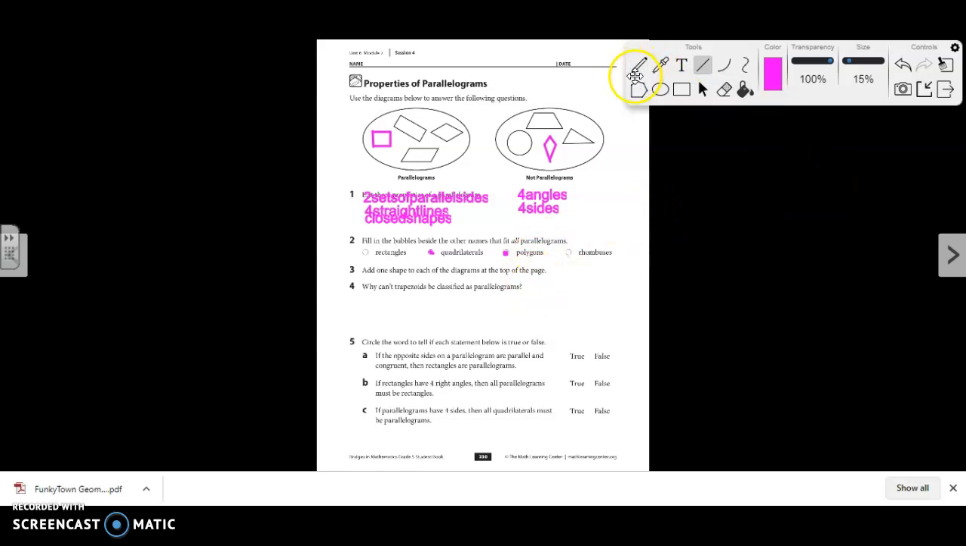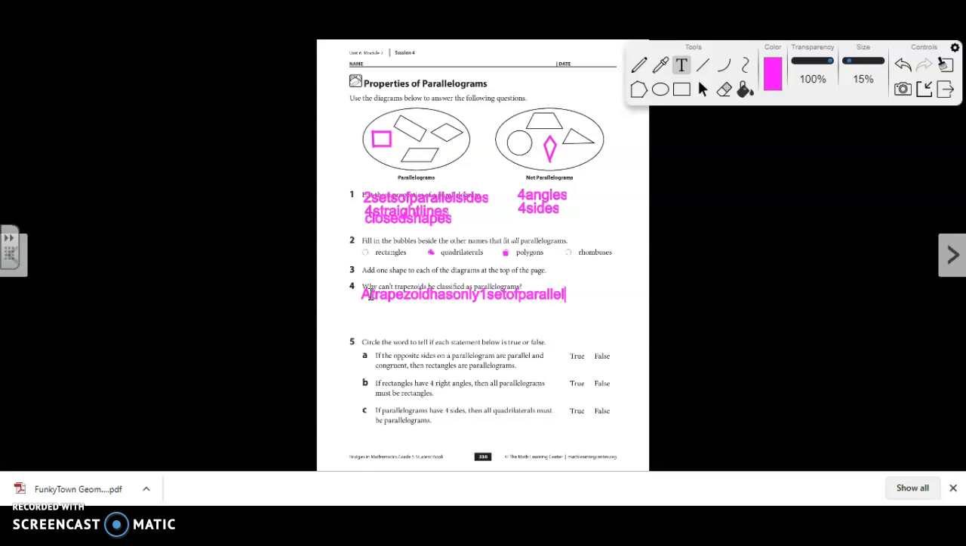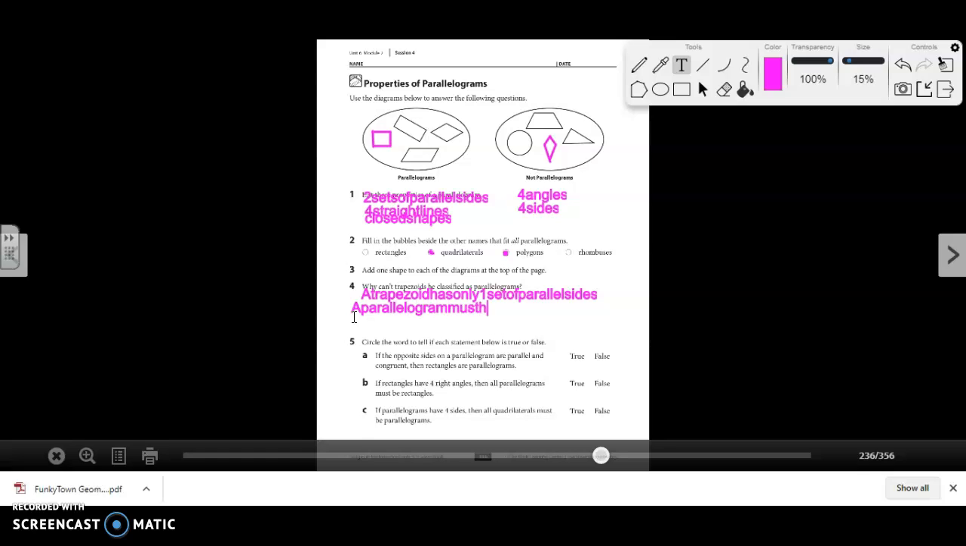Number 4, why can't trapezoids be classified as parallelograms? Well, we talked back on page 228 about a trapezoid. A trapezoid only has 1 set of parallel sides, and a parallelogram has to have 2 sets of parallel sides. So a trapezoid has only 1 set of parallel sides. A parallelogram must have 2 sets of parallel sides.